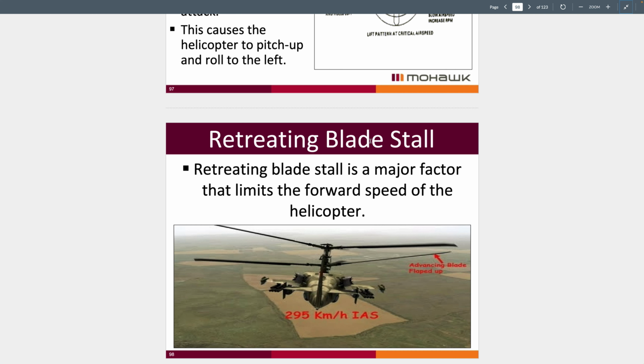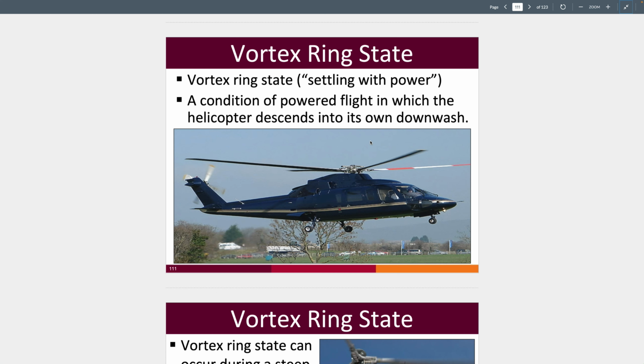Vortex ring state. Yes, vortex ring state is another phenomenon whereby the helicopter is going to lose most of the lift produced when it's settling too quickly, when the helicopter comes into land too quickly and does not have enough translational speed. So not enough forward speed. If the helicopter descends too quickly into its own downwash, this can cause disruption of lift and can actually be quite a dangerous phase of flight.